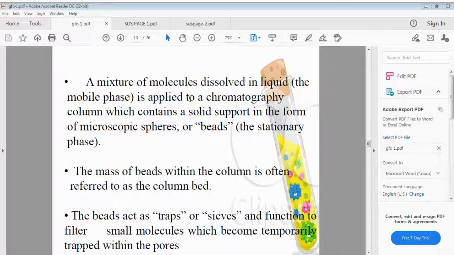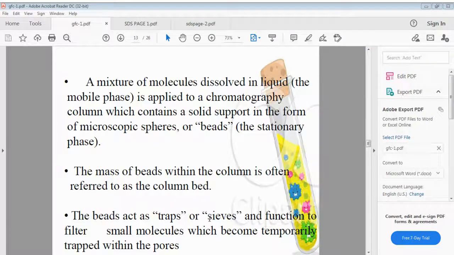So a mixture of molecules dissolved in liquid, that is the mobile phase, is applied to the chromatography column, which contains a solid support in the form of microscopic spheres or beads. As I told you, the mass of beads within the column is often referred to as the column bed. The stationary phase is called the column bed. So you can hear these words: column bed, stationary phase, total volume, void volume, elution volume. These are the terms used in chromatography.